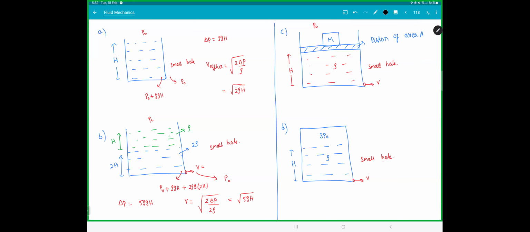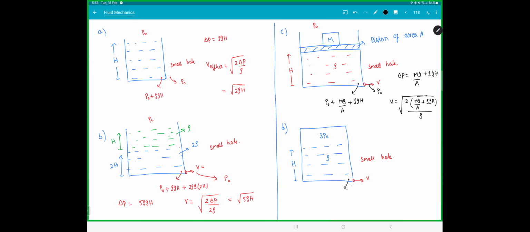What is the pressure here? So here pressure is coming due to atmosphere P naught, then due to the block, that is weight by area, then due to the liquid rho gh. Outside the pressure is P naught. So from here we get delta P is mg by area plus rho gh. The velocity of efflux will be root over 2 into mg by area plus rho gh by rho.